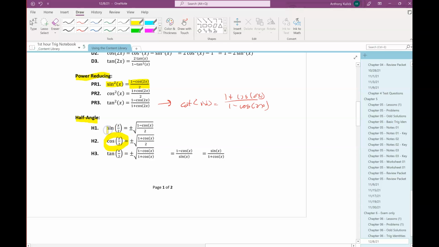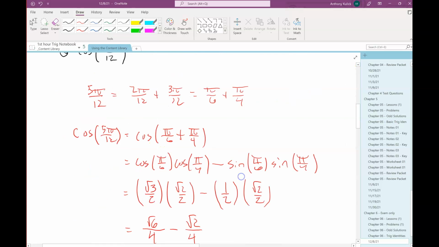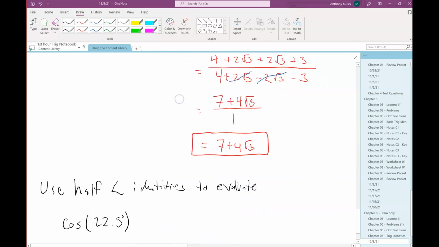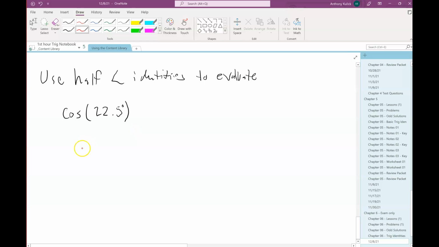I'm going to have to rewrite 22.5 as something divided by 2, where that something should be a unit circle angle if I'm able to do this. So what divided by 2 gives me 22.5? I'm just going to multiply 22.5 by 2, which is 45. Everybody's okay with that? So this is going to be cosine of 45 over 2.